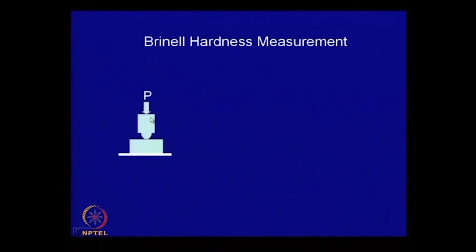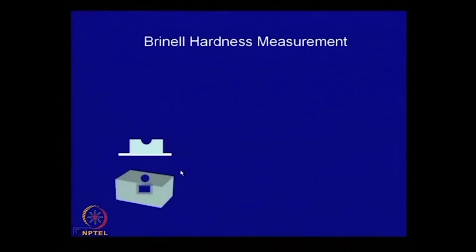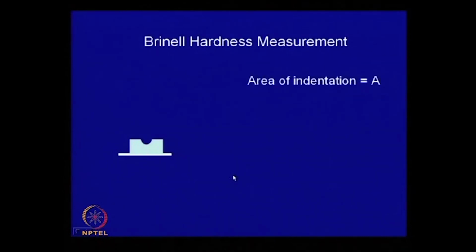Then when you apply load, this indenter penetrates into the sample and leaves an impression, something like this. And if you look at it from the top, you may get a view something like this. This is the impression that you get. And now what you need to do, you measure the diameter of this indentation, and from this diameter of this indentation, the contact area during indentation, A, is to be measured.